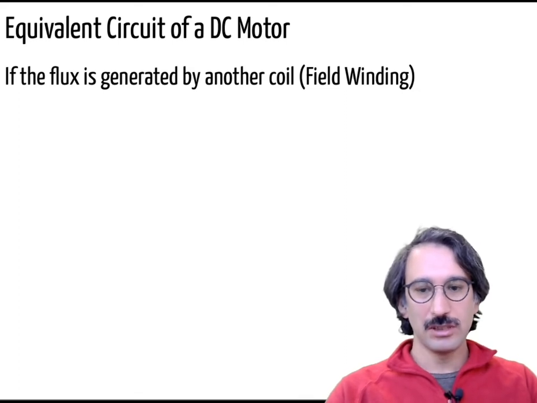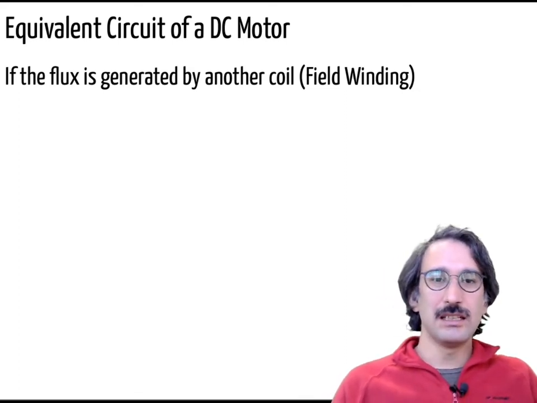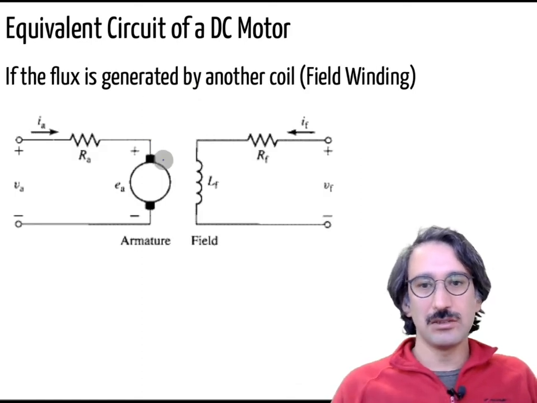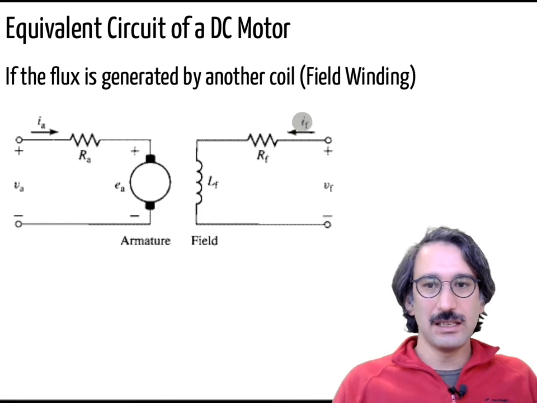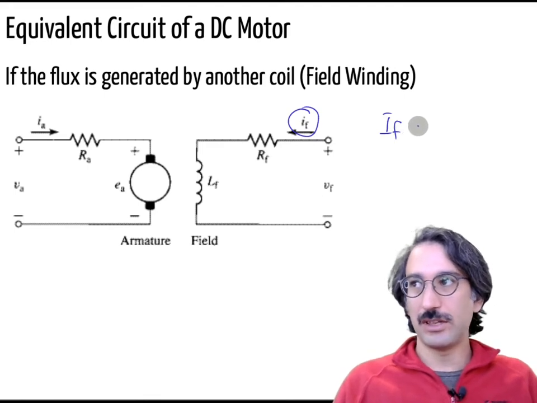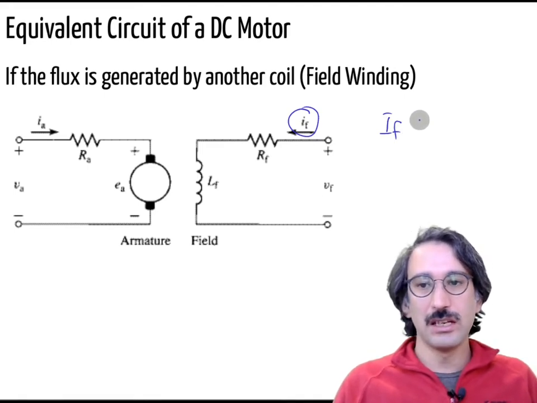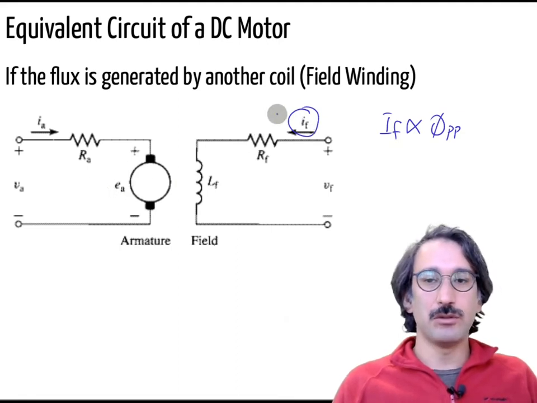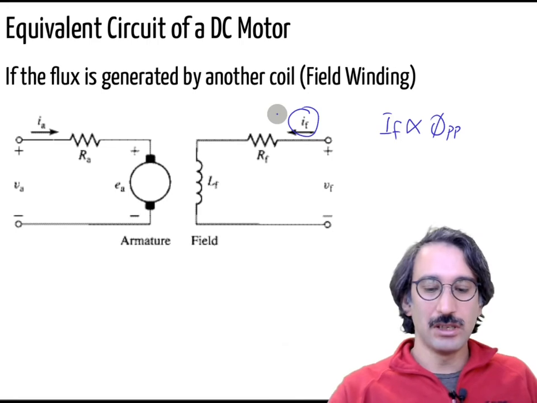Okay, so then again, as I said, if the flux is generated by another coil, then you have the field winding, so it can be represented like that. And the field winding, again assuming it is under linear mode, so there's no effect of the saturation and that kind of things. So IF will be proportional with flux per pole, so you can control the amount of back EMF by controlling the field winding, and we will talk about those techniques in the next presentation.